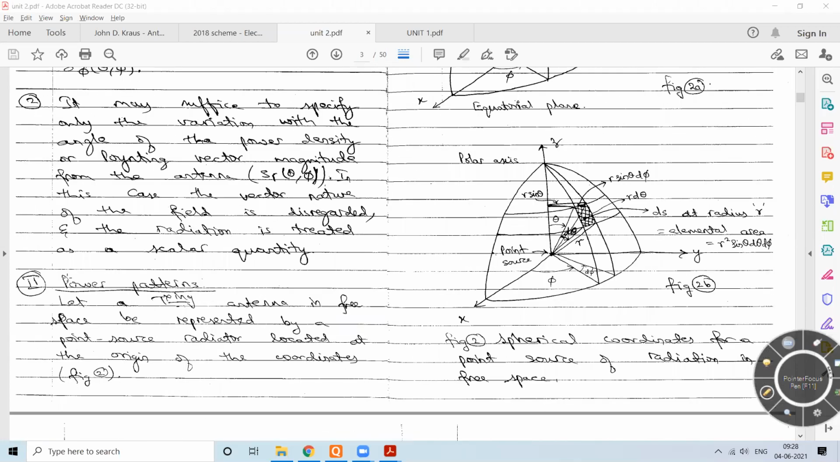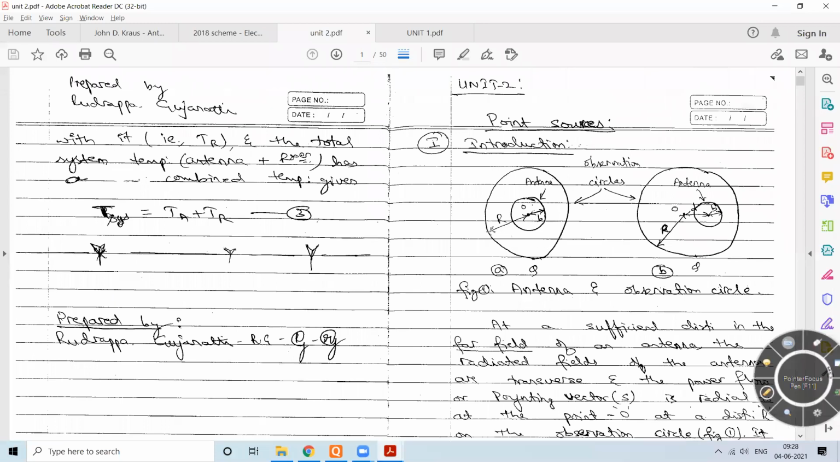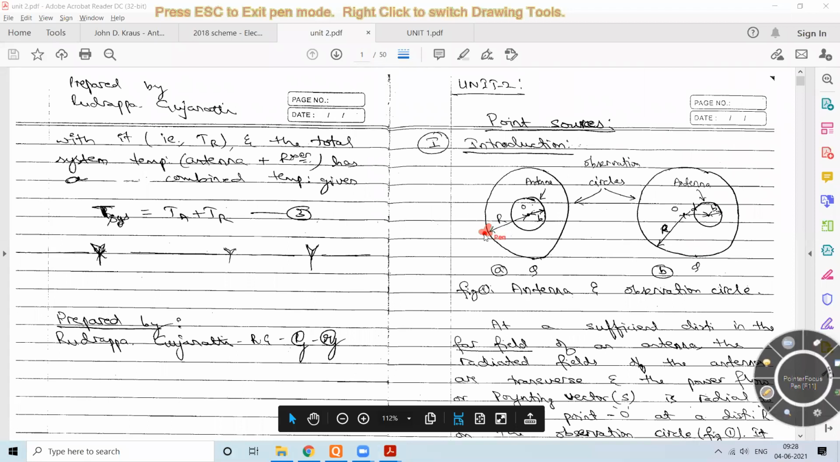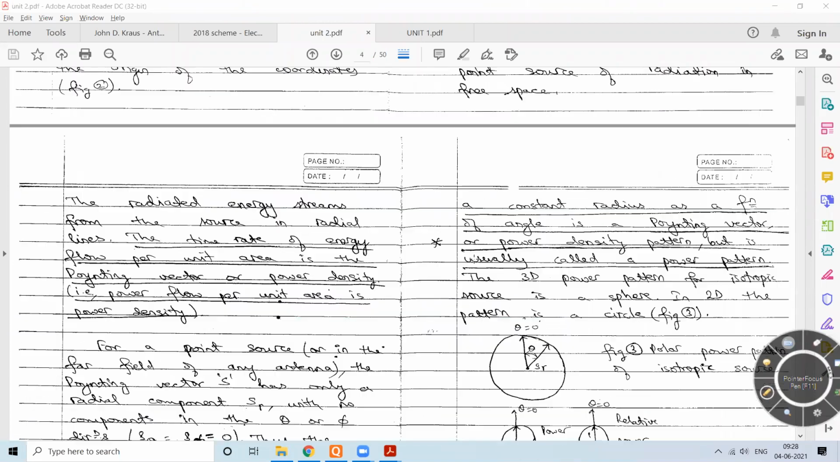Now, when do I classify the radiation pattern as a power pattern? In this case, you will be plotting the power obtained at different points along this observation circle. At a distance r, you note the power at all the possible angles and plot these values with respect to theta or phi, and I'll obtain what is known as the power pattern.